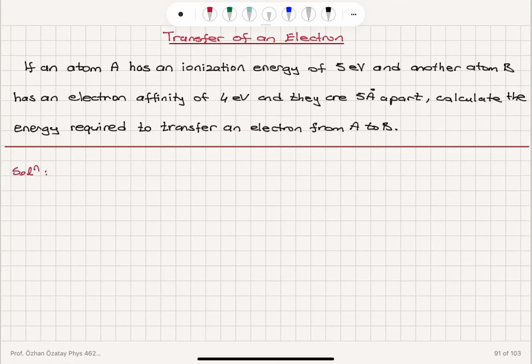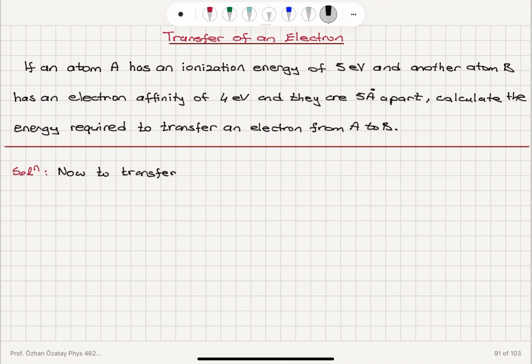Transfer of an electron. If an atom A has an ionization energy of 5 electron volts and another atom B has an electron affinity of 4 electron volts and they are 5 angstroms apart, calculate the energy required to transfer an electron from A to B. Okay, so our task is to transfer.